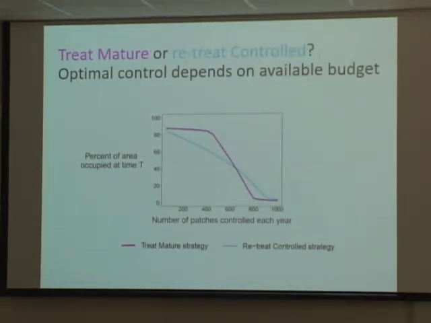The next thing I asked is, how does the available budget affect the optimal strategy? So here I'm plotting the size of the invasion by the number of patches that can be controlled in a year. And what I'm showing is for this kudzu-like invader, the optimal strategy depends on the budget that you have. So with a low budget, it's better to treat controlled. The size of the invasion will be smaller. But at higher budgets, it's better to treat mature.